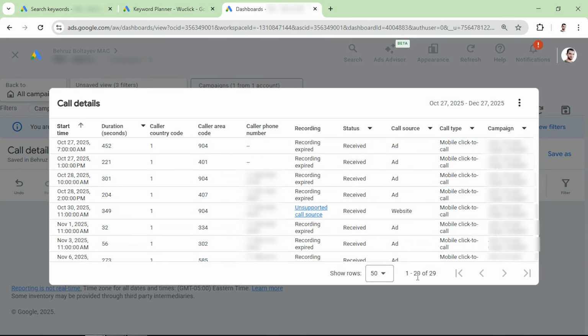As you can see, we have around 29 phone calls, and they're mostly coming from the ads, but we should have phone calls coming from the website. And also it is not including the form submissions, but at least that can help you to analyze the phone calls in a faster way.